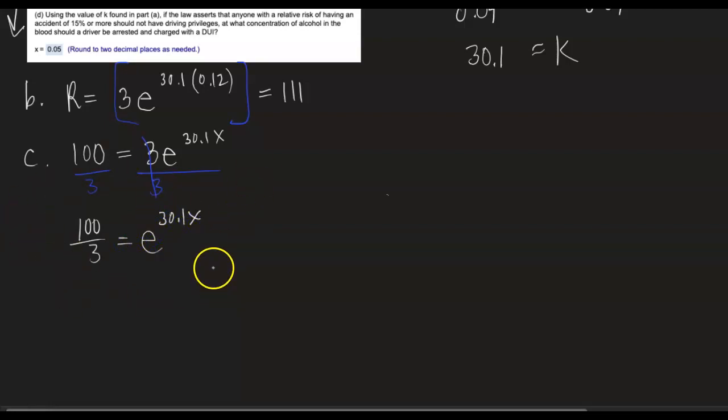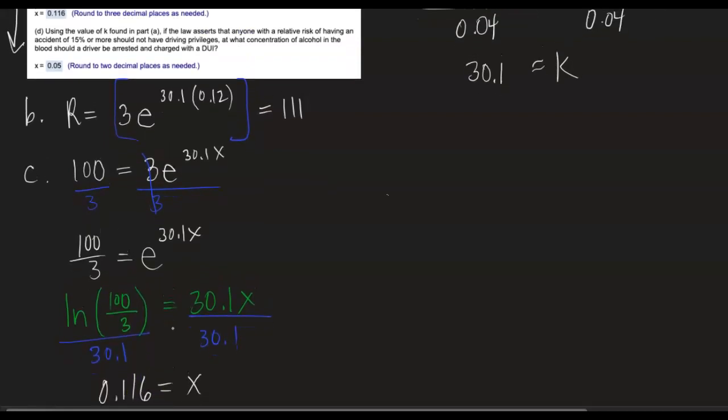Change this exponential equation into a logarithmic equation. Base e means I can use natural log of 100 over 3 equals the exponent. And then to finish solving this, I just need to divide both of these by 30.1. And that should leave us with x equals 0.116. I believe we were asked to round to nearest 3 decimal places. Yes.